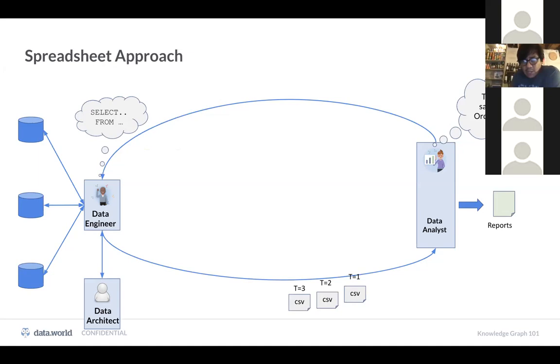Or they need to get a new version of that data, and they have to go ask the data engineer again, and they send the new spreadsheet to the data analyst. At some point, the data analyst is now filled with a bunch of spreadsheets. And actually, it's pretty cool what you can do in Excel, right?